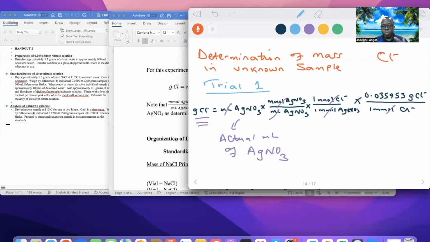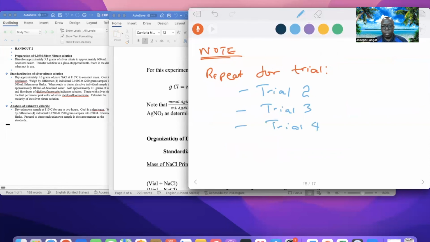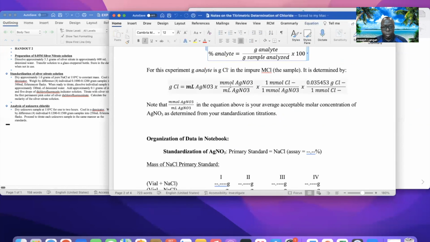This is trial 1. You will do the same for trial 2, trial 3, and trial 4. And remember, the units will be in grams. Remember, what will come here is the average molarity. This is the average molarity from the previous section, the average molarity of silver nitrate.